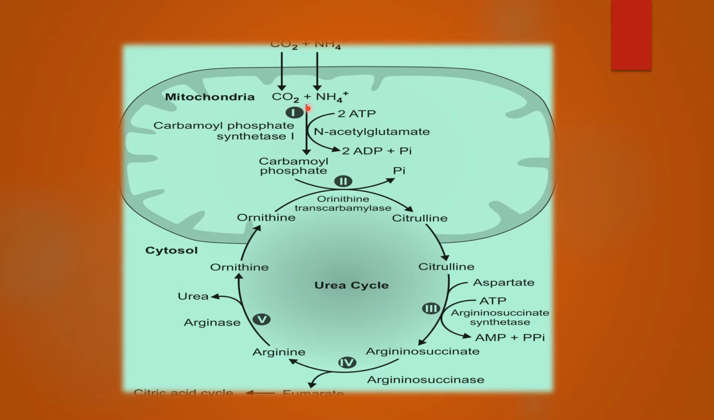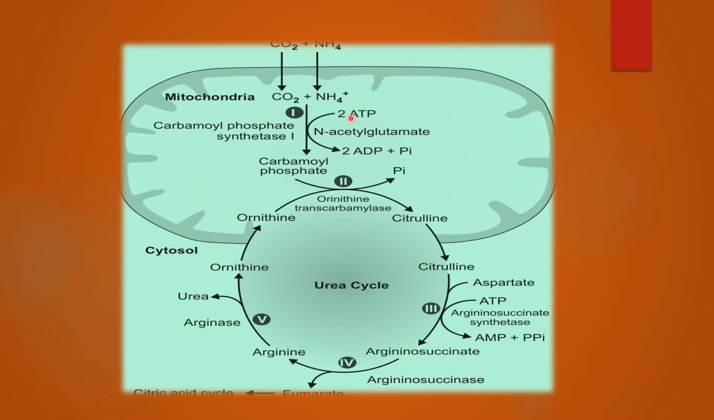So step 5 leads to the final release of urea, and the enzyme here is arginase. So there is a total compartmentalization of the five steps: two initial steps in the mitochondria, and the urea is generated in the cytoplasm. Here I would like to explain the bioenergetics also.